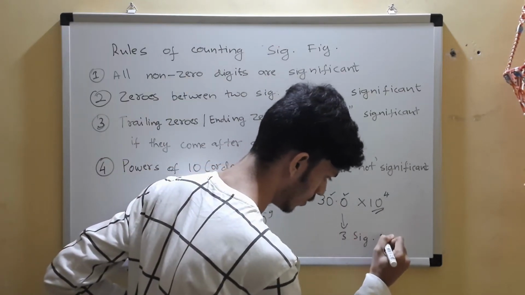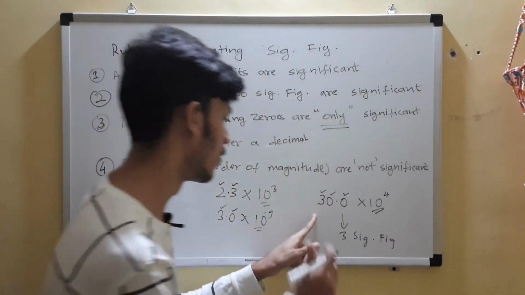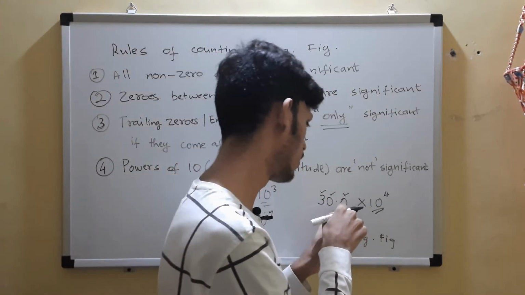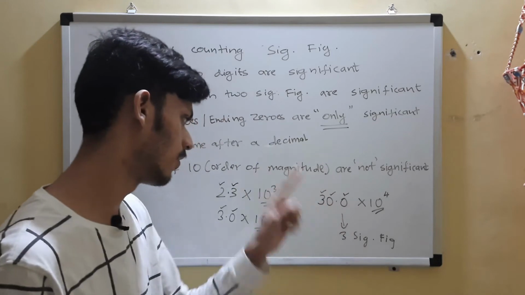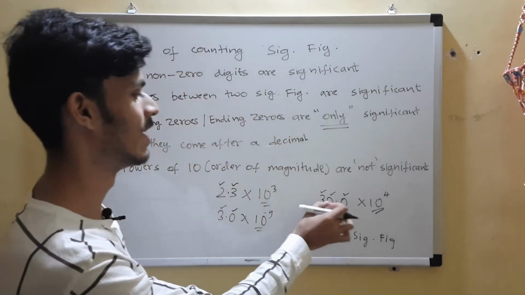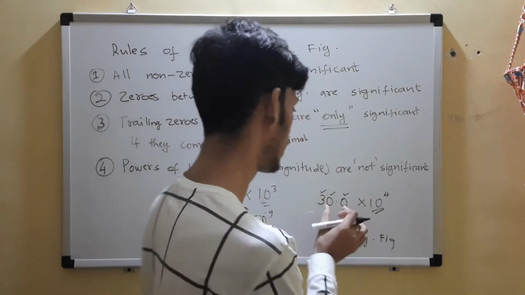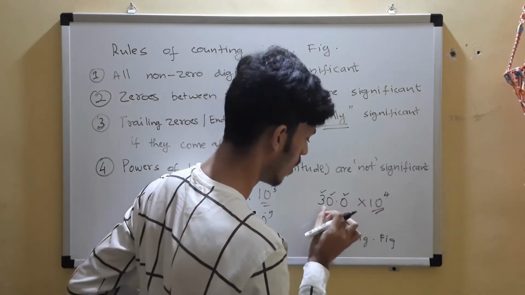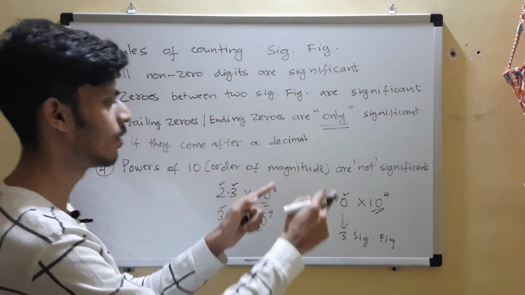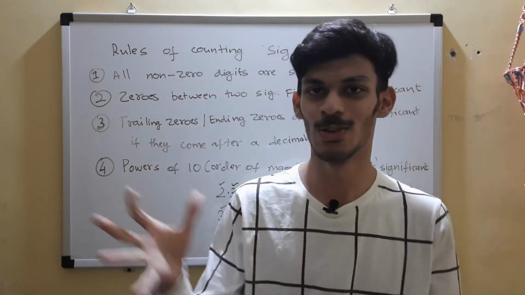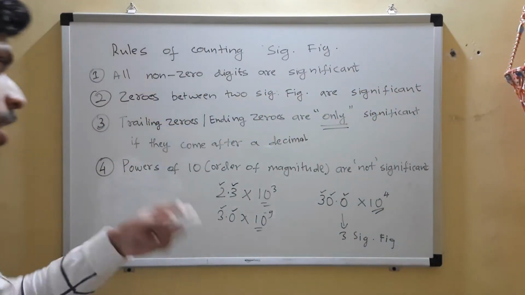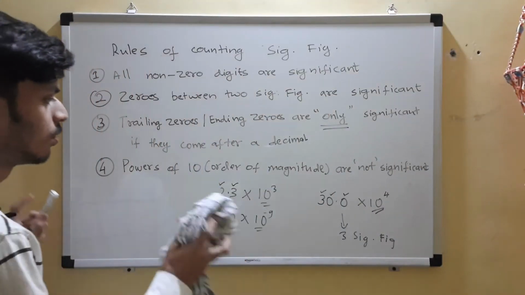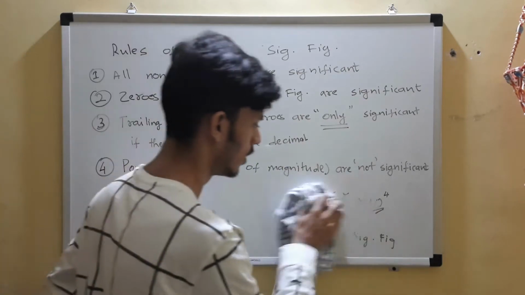Let me repeat it for you. First we said 3 is a non-zero. First rule, it says it is significant. 0 comes after that. This 0 comes after the decimal, significant. This 0 is squeezed between two significant figures. Rule number 2, 0 squeezed between two significant figures are significant. So all of these three are significant, and by rule number 4 this is not significant. So you're getting the idea. Every time they'll add more and more complexity, so you have to use all the rules that you study. These are not the only 4.